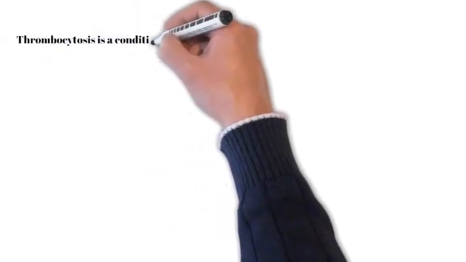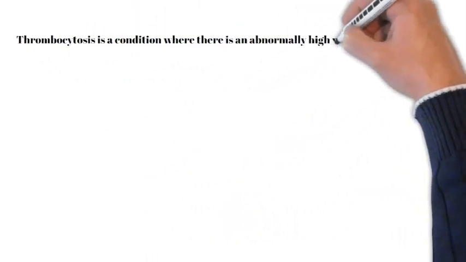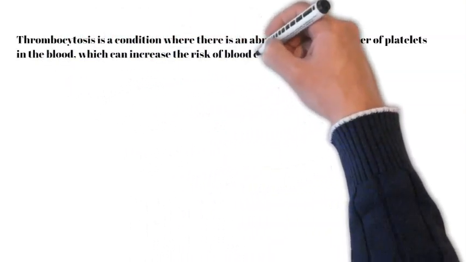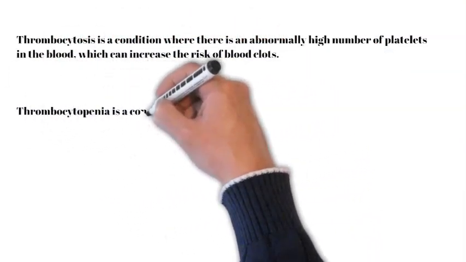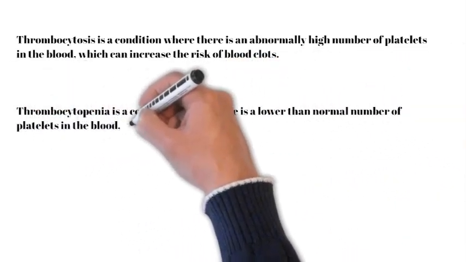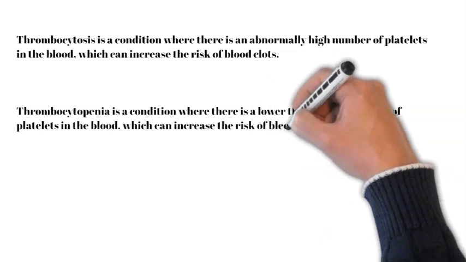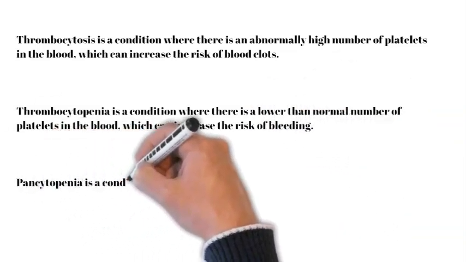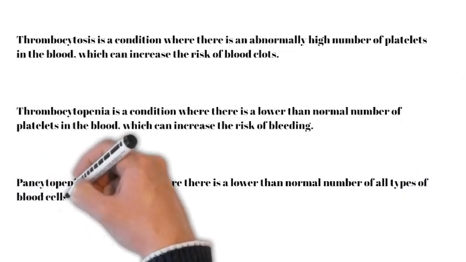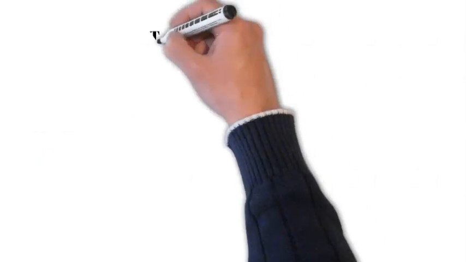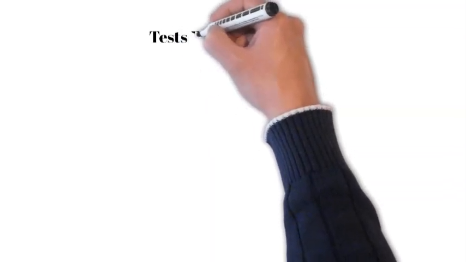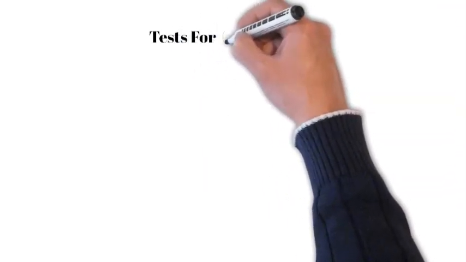Thrombocytosis is a condition where there is an abnormally high number of platelets in the blood, which can increase the risk of blood clots. Thrombocytopenia is a condition where there is a lower than normal number of platelets in the blood, which can increase the risk of bleeding. Pancytopenia is a condition where there is a lower than normal number of all types of blood cells in the blood. Tests for coagulation. A PTT and INR are laboratory tests used to monitor the blood's ability to clot.